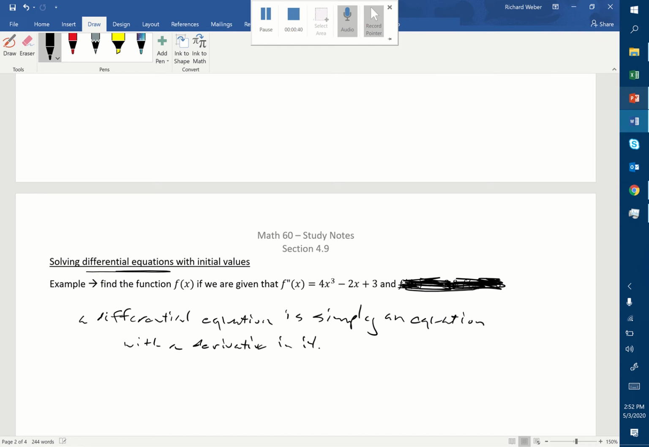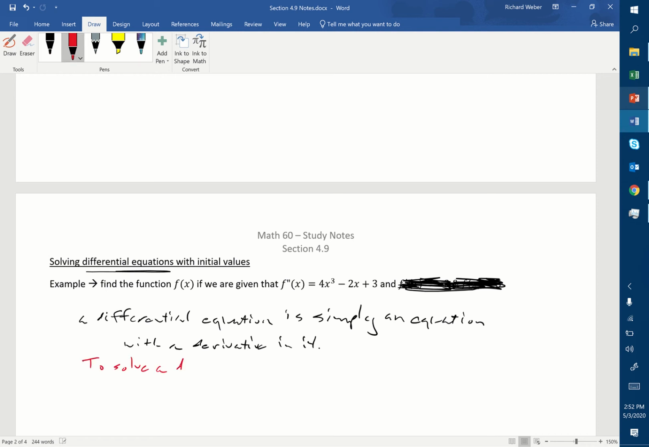But I'll have to say the following. I'll put this in red. To solve a differential equation really means to find the original function. So in other words, they're going to give us a derivative equation or a second derivative equation, and we're supposed to bump up and find the original function.